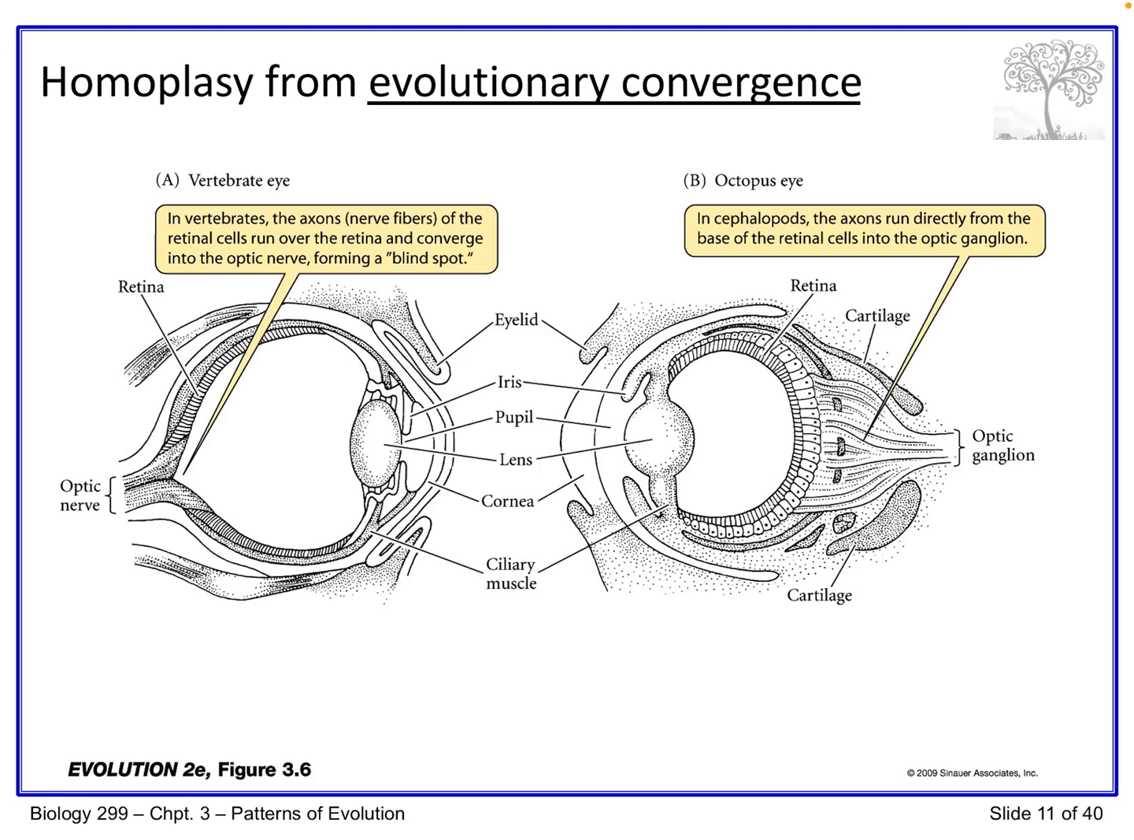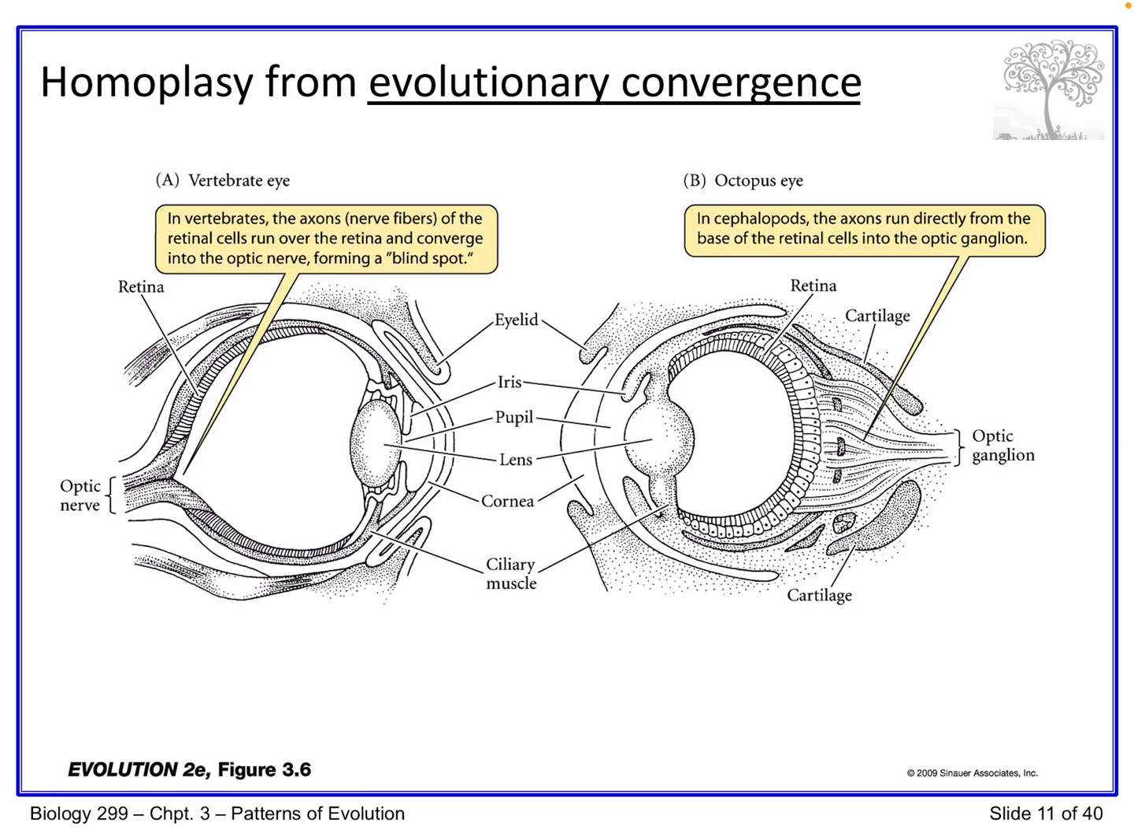Good example of that. This is an example of homoplasy from what's called evolutionary convergence. Here on the left, you see the typical vertebrate eye. Think about a human eye, for example. You see the lens, you see the pupil, the retina on the back with the optic nerve attached. On the right, what you have is the octopus eye. So this is what you find in octopuses, squids, that kind of thing. Overall, it looks very similar. You have a lens, you have a pupil, you have a cornea, there's a retina on the back with an optic nerve or optic ganglion attached.